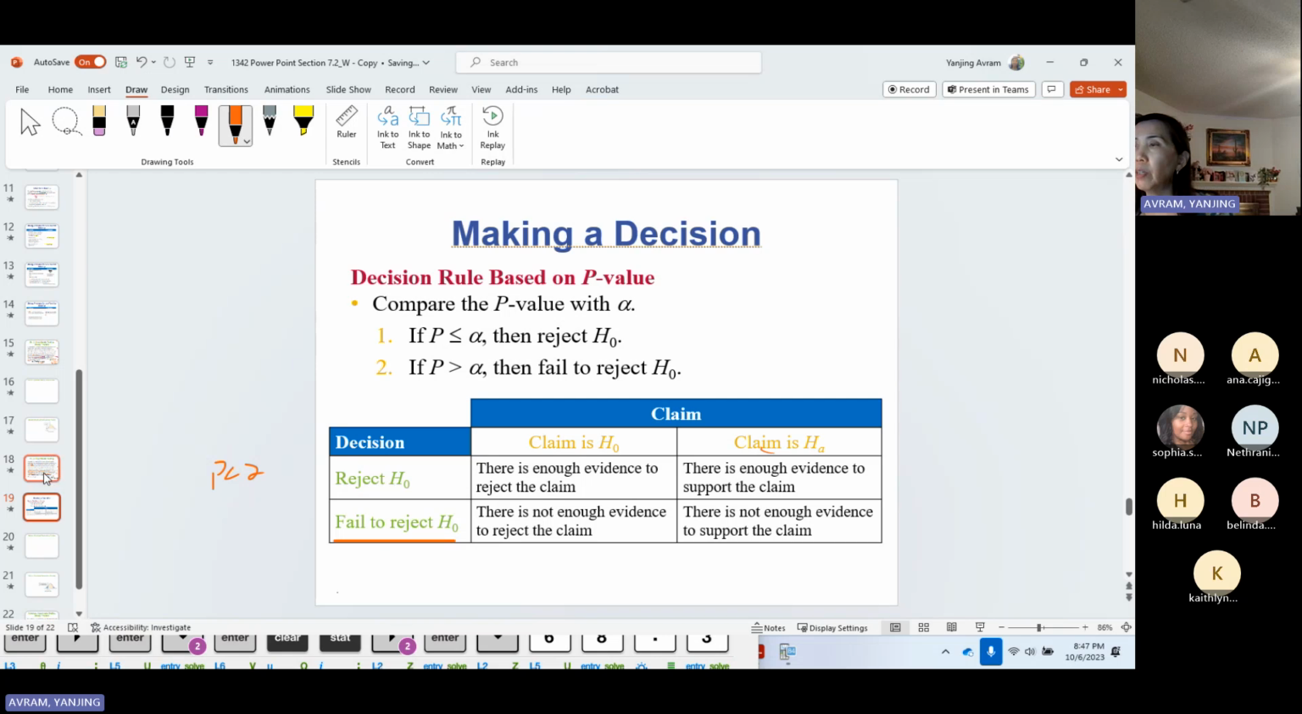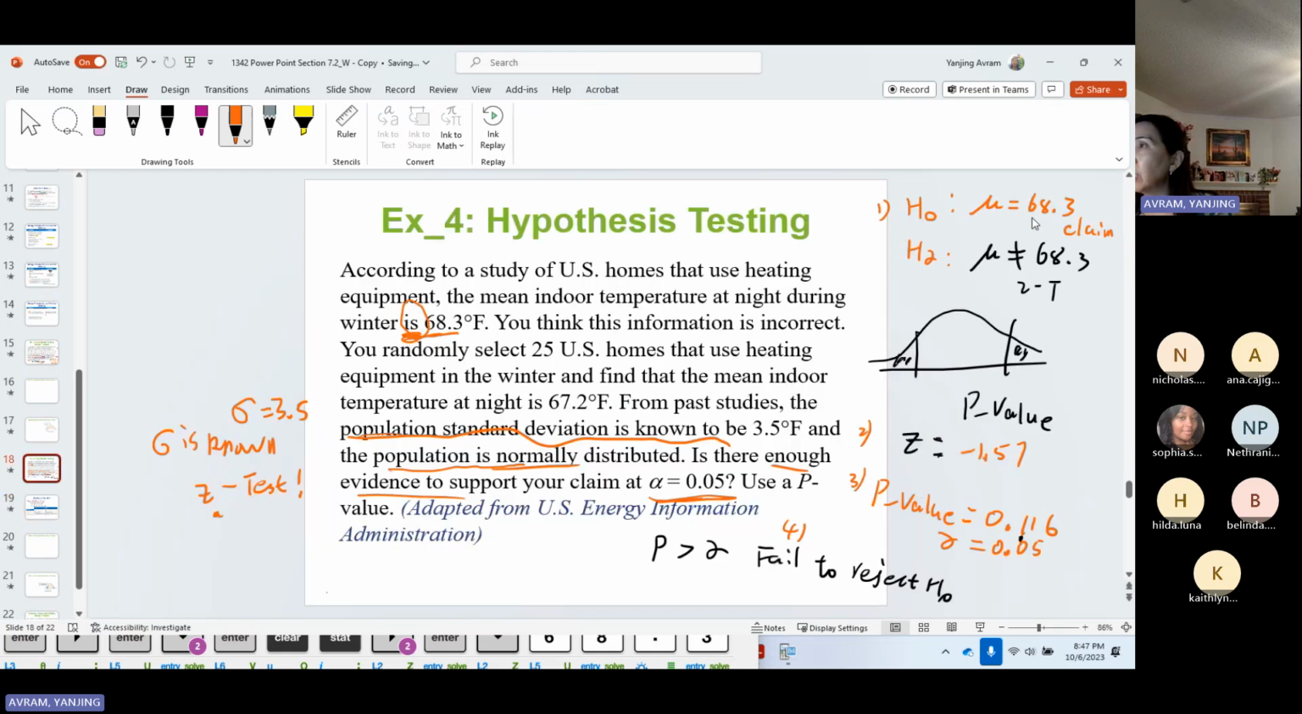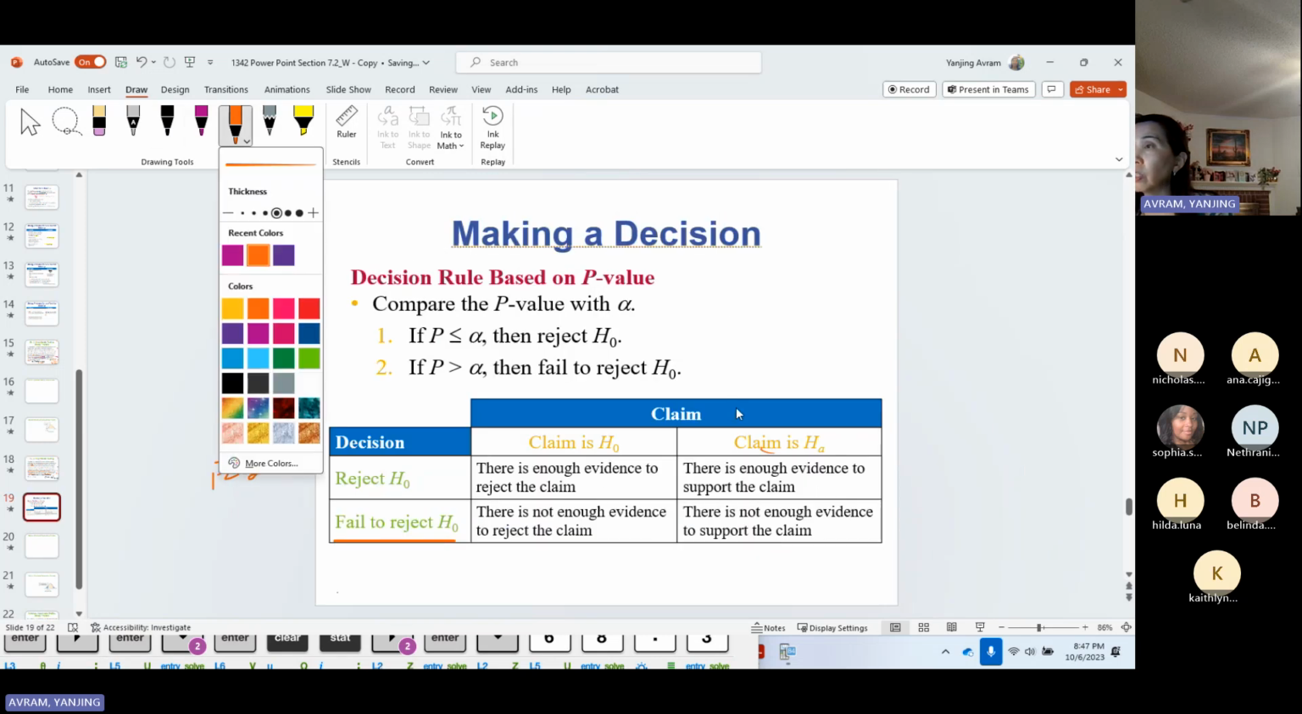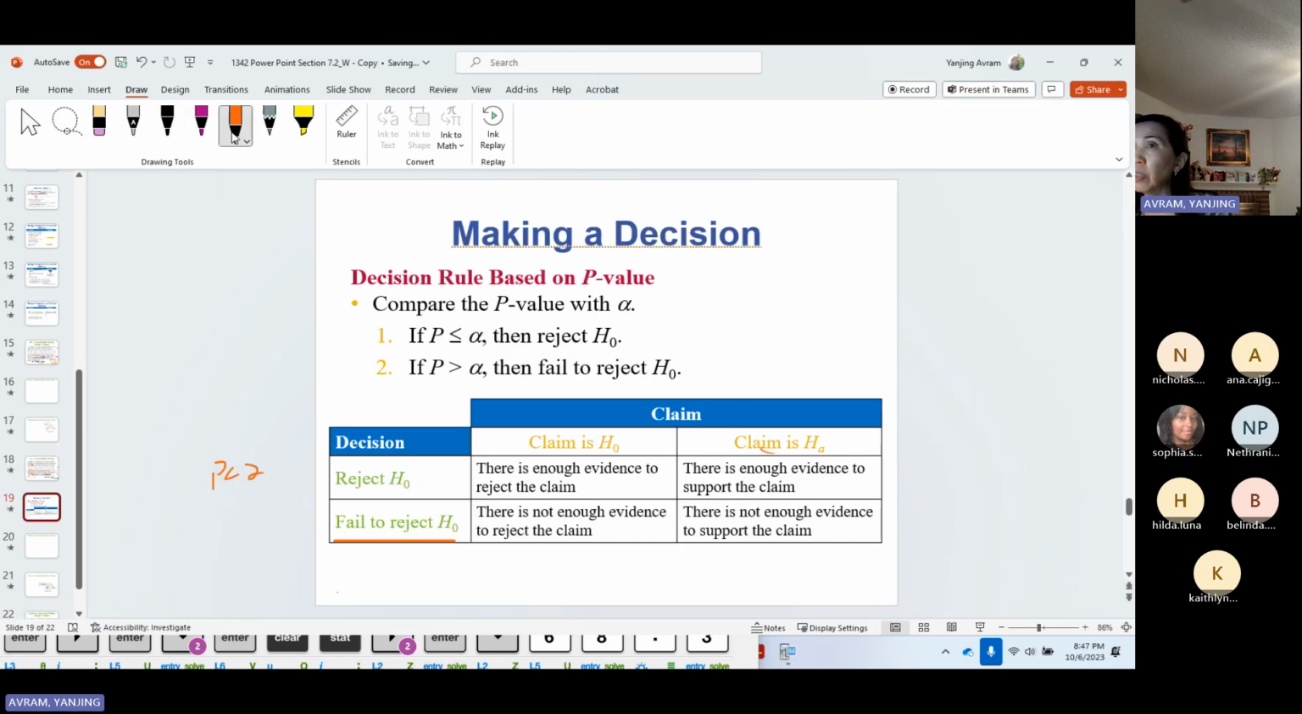Okay, and where's our claim? Our claim here is in the null hypothesis. So this is your null hypothesis. Claim is in the null. All right, so that is my conclusion. So my final spot should be this one right here. This is my final conclusion because I have a claim. Oh, I'm sorry. Claim is in the null.